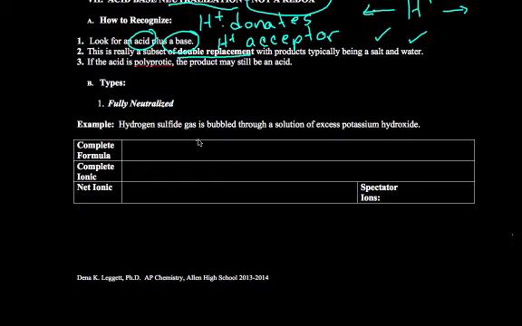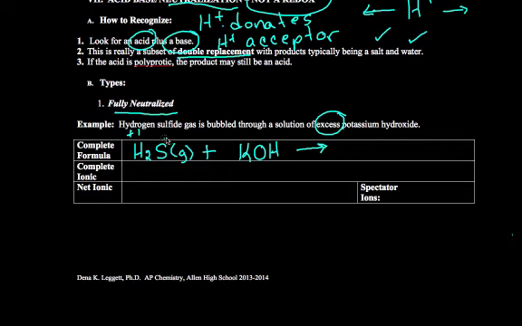All right, so let's look at the first one here. We have hydrogen sulfide gas, smells like rotten eggs, H2S gas, plus, not an arrow, sorry about that, bubbling through a solution of excess potassium hydroxide. That's how we know it's going to be fully neutralized.